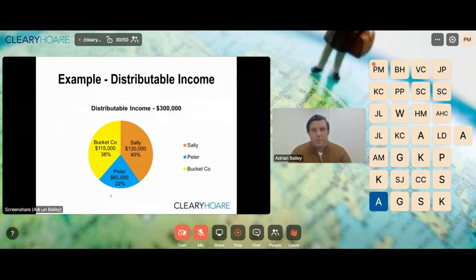We've broken that down into the percentages below of the distributable income. So Sally's part is 40%, Peter's is 22%, and Bucket Co's is 38%. That's just to show what percentage they're actually receiving of the distributable income, being the income in accordance with trust law purposes.